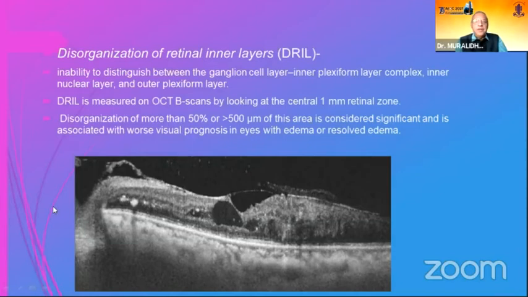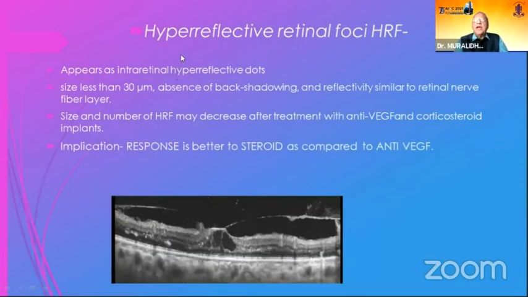So DRIL is an important biomarker that is being studied not only in diabetic macular edema, but also in vein occlusions and in epiretinal membranes also. The other thing is hyperreflective foci or HRF, this has already been alluded to by Dr. Manjula in her talk. These are hyperreflective dots that are seen throughout the retina, even in the choroid. How do you distinguish from hard exudates? Hard exudates cause shadowing, and they are larger in size, whereas these are smaller in size and they have no back shadowing and reflectivity similar to that of the nerve fiber layer.